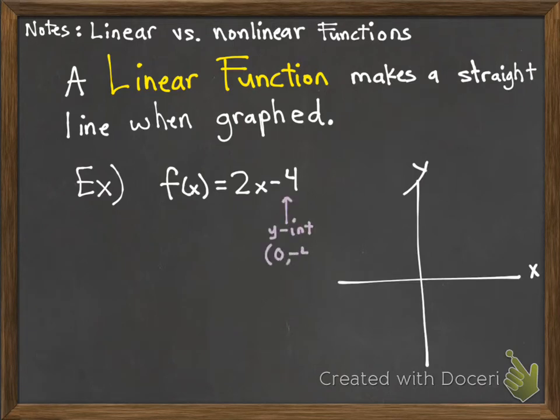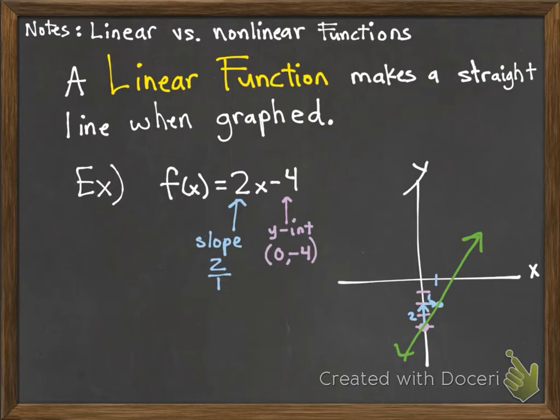Remember, the number without the x is the y-intercept, where we start on the y-axis. And the number with the x is the slope, which is always over 1 if it's not already a fraction. So we can rise 2 and run 1, or go up 2 over 1 to get our next point, and then draw the line through those two. Since this is a straight line, that equation represents a linear function.